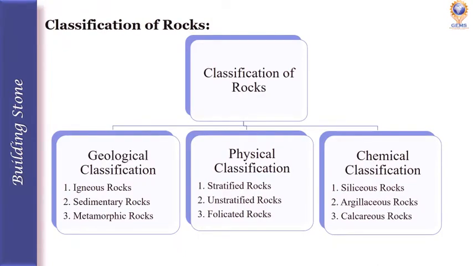Classification of rocks. Rocks are classified into three major types: geological classification, physical classification, and chemical classification. Under geological classification, rocks are divided into three major groups: igneous rocks, sedimentary rocks, and metamorphic rocks. Under physical classification, we have stratified rocks, unstratified rocks, and foliated rocks. In chemical classification, rocks are again subdivided into three types: siliceous rocks, argillaceous rocks, and calcareous rocks. We will see these rocks one by one.